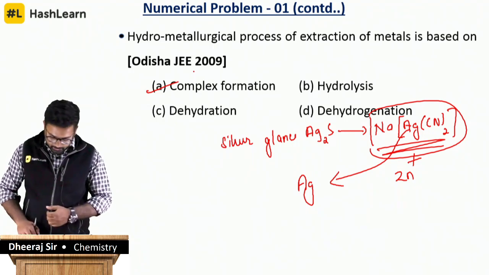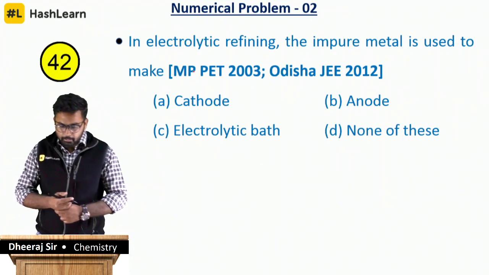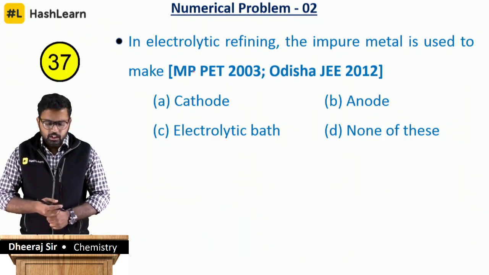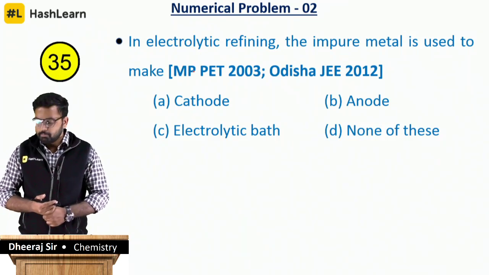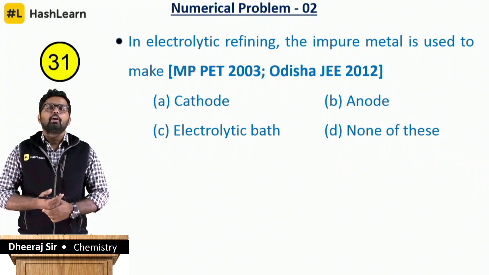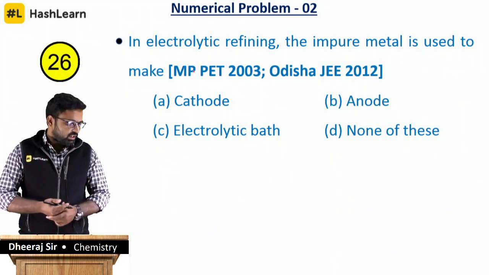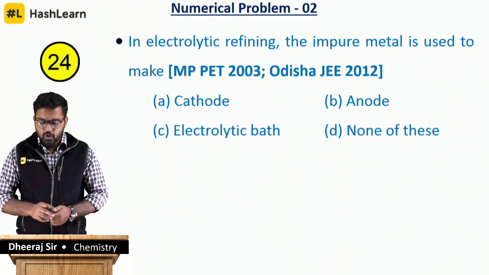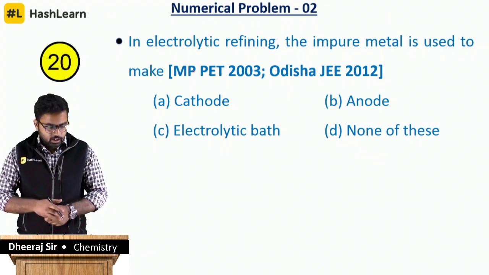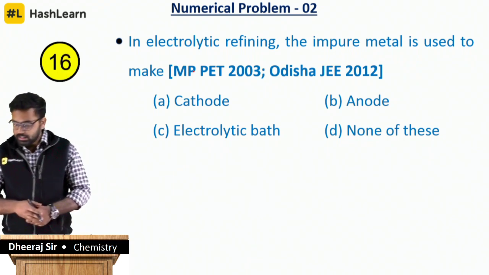So let's move ahead, guys. In electrolytic refining, the impure metal is used to make. So it's a pretty straightforward question. If you look at electrolytic refining of copper also, we take pure copper and we take impure copper. So impure copper is taken as what and pure copper is taken as what? If you can recall this, we have the answer. So go ahead, think. A cathode, B anode, C electrolytic bath, and D none of these. Which one is it going to be?